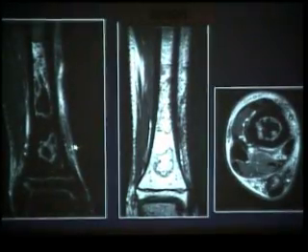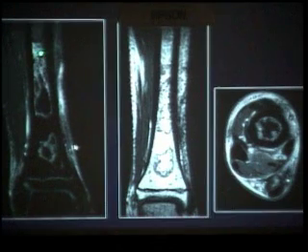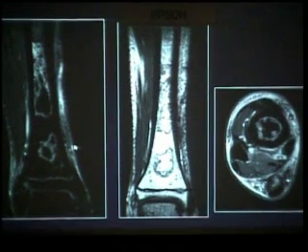So this is an infarct. You will see a serpiginous abnormal signal intensity. And what is the most specific sign of bone infarct? Double line sign. Correct. Can you explain this? What is the double line sign?